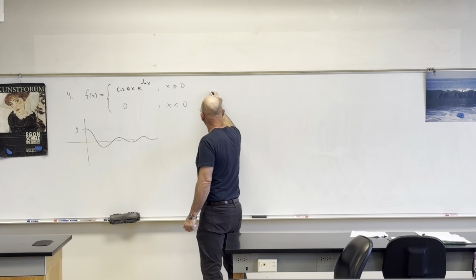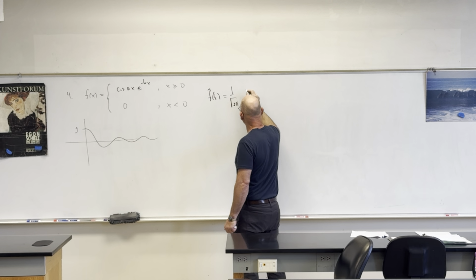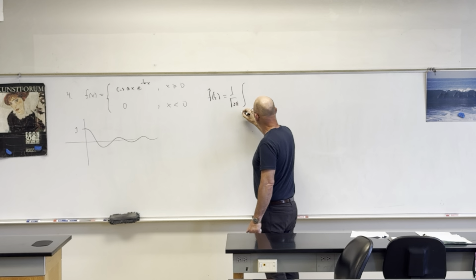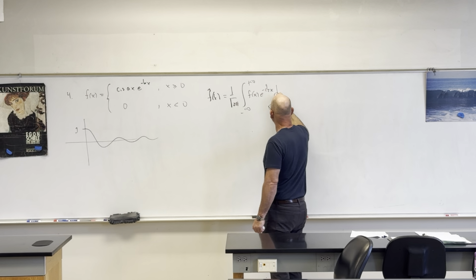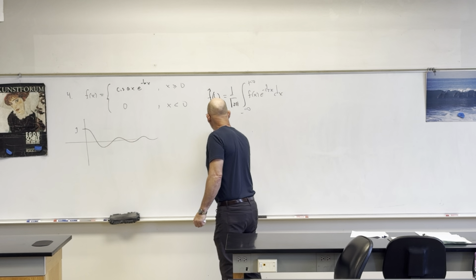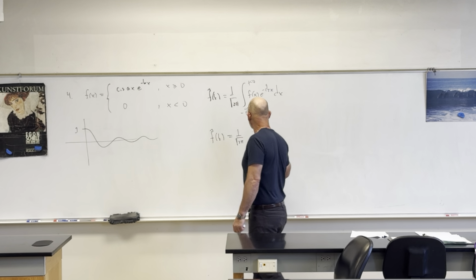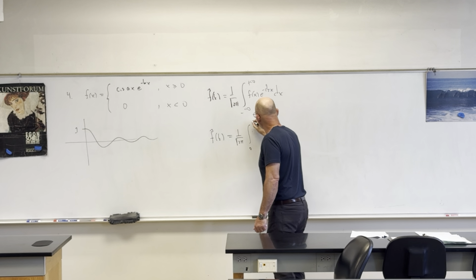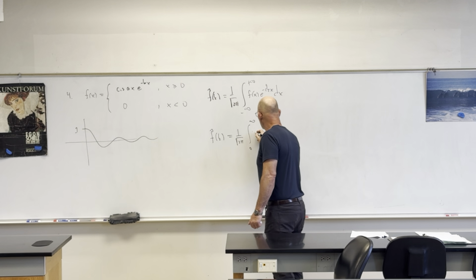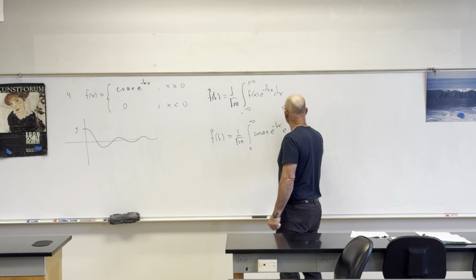Well, just set that up. So we have f tilde at k equals 1 over root 2 pi, and I'll just put the definition for us, the integral from minus infinity to plus infinity of f of x e to the minus ikx dx. Okay. So this is a Fourier transform. For the particular function, we have 1 over root 2 pi, integral from 0 to infinity, of cos ax e to the minus bx e to the minus ikx.